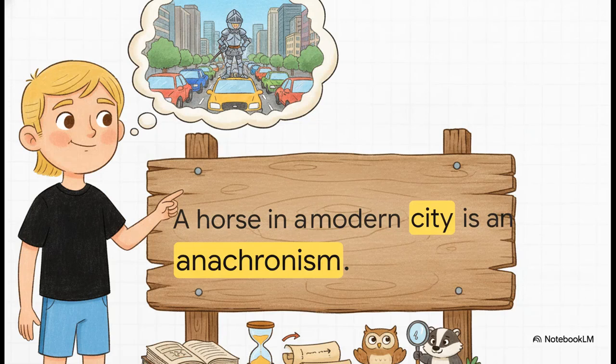And here's our favorite wrong time example actually used in a sentence. A horse in a modern city is an anachronism. The second you hear that, your brain should immediately flash to that mental image, reminding you that an plus chron means entirely out of time.